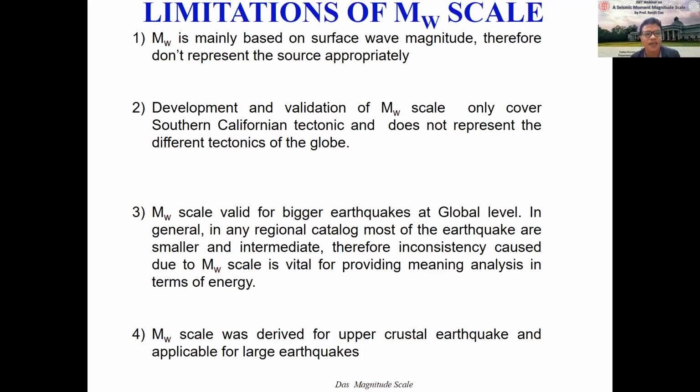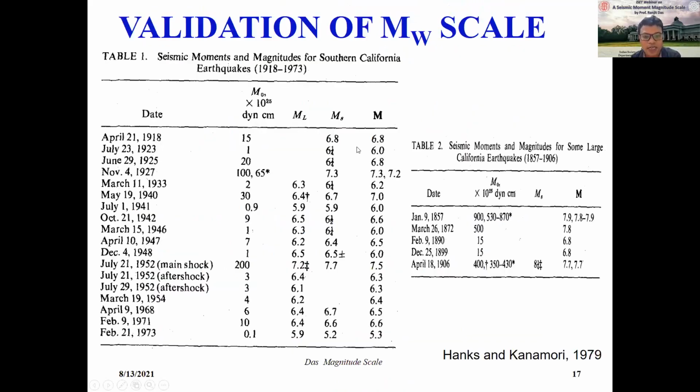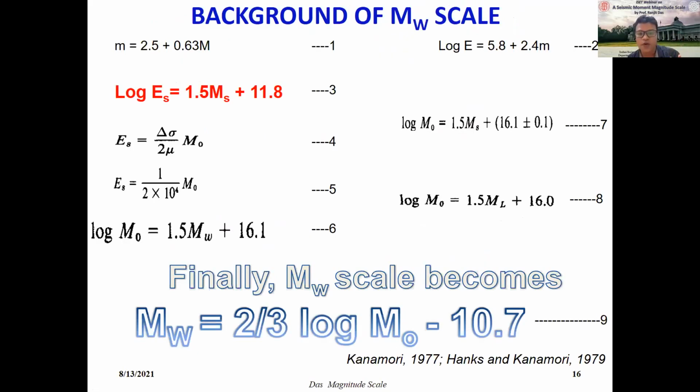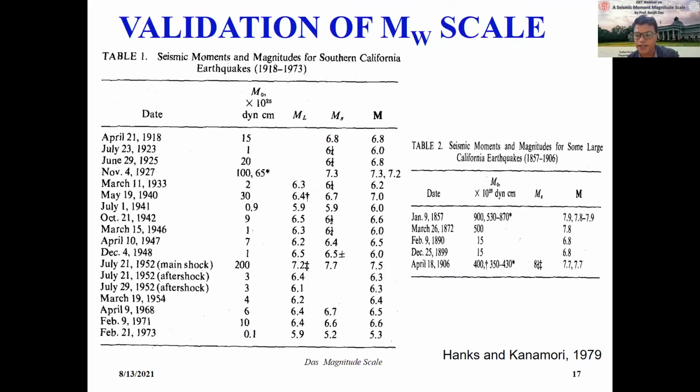Then the development and validation of this scale only cover the Southern California tectonics and does not represent the different tectonics of the globe. If you go back, you will see that the smaller earthquakes are mainly Californian. Smaller ones are from California and the bigger ones are above 7.5, and to some extent from outside Southern California. Also see the seismic moment for some large California earthquakes. So all are Californian earthquakes in these comparisons.